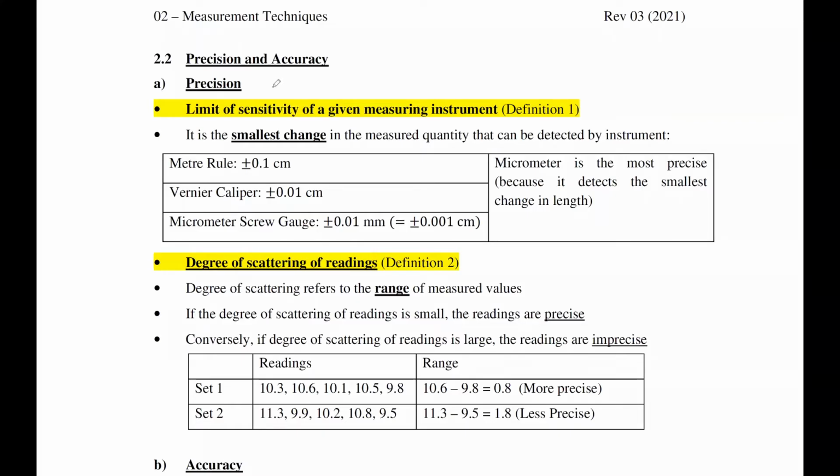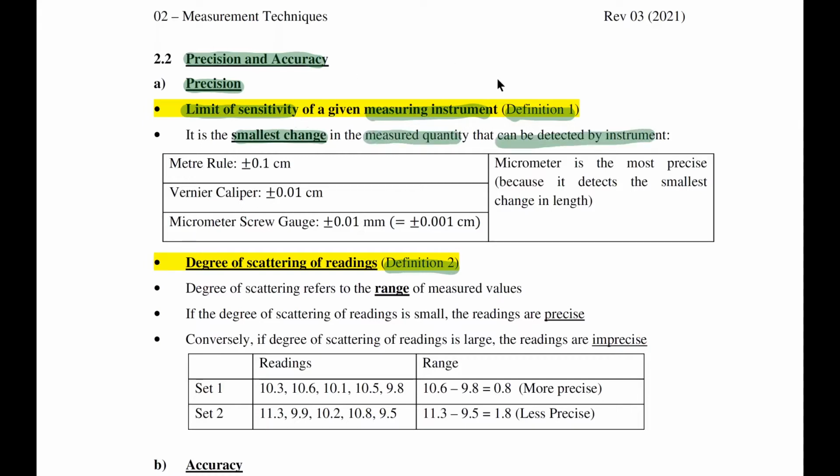When describing the quality of our measurements, we would normally use the terms precision and accuracy. First, we talk about precision, which has two definitions. It depends on the context to which it is applied. If precision is applied to a measuring instrument, it refers to the limit of sensitivity of that instrument. It is the smallest change in the measured quantity that can be detected by the instrument.